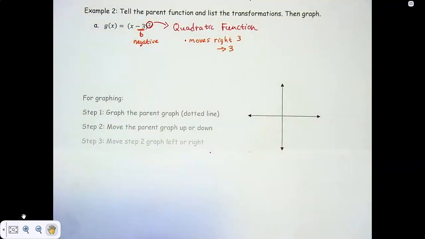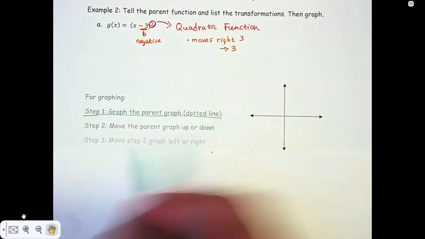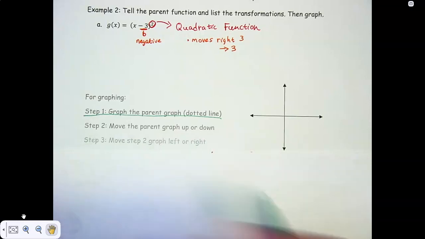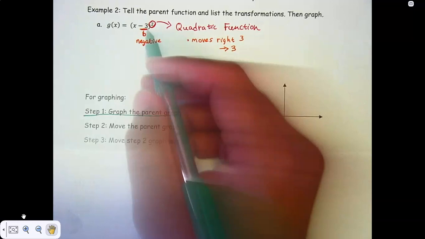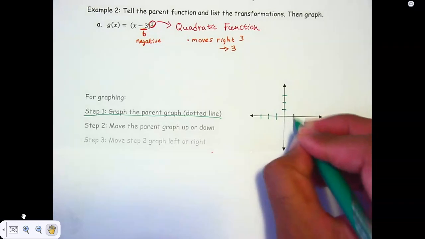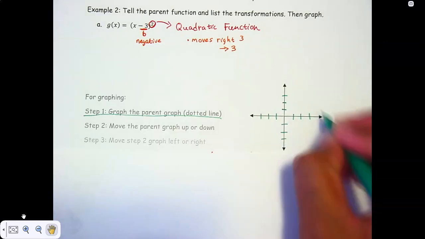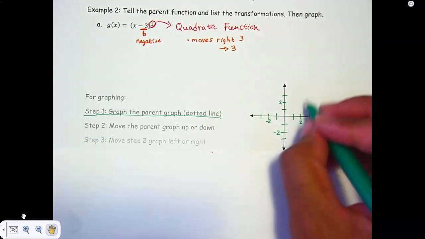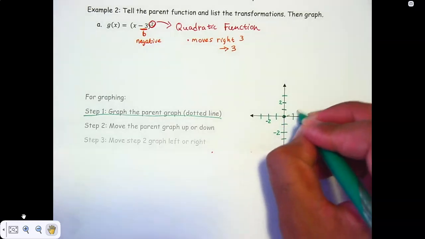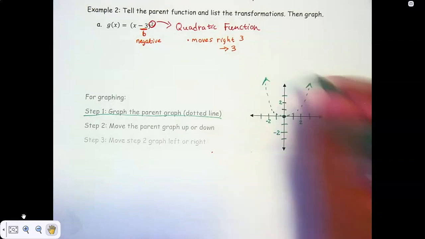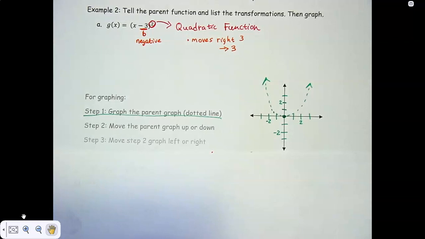All right, so again, we're going to graph this out, and we're going to do what these steps say. We're going to graph the parent graph, and then we're going to move it up or down if there was, and then we're going to move left to right. So 3 is the biggest number. So 1, 2, and 3 in each direction. All right, it's quadratic, so we do our parabola. Got a parabola going on there.